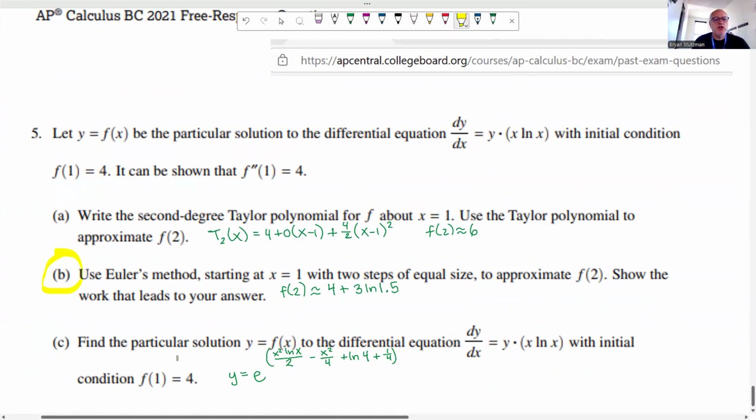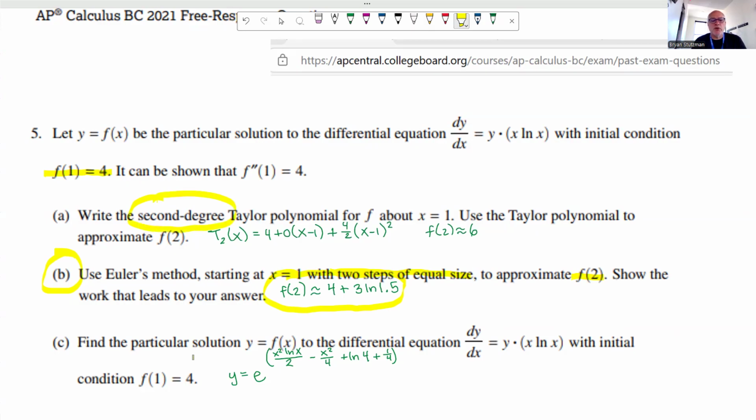Part B is using Euler's method, starting at x equals 1, where we know the first y value is 4, to approximate y when x equals 2 using 2 steps, which means calculate how big my step should be if I go 2 steps starting at 1 and ending up at 2. And you should get an answer of 4 plus 3 times the natural log of 1.5. It's also worth practicing your Taylor polynomials, which is the first part of the problem.